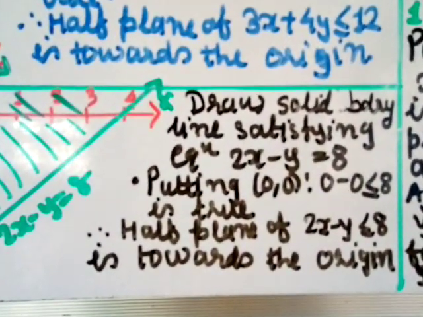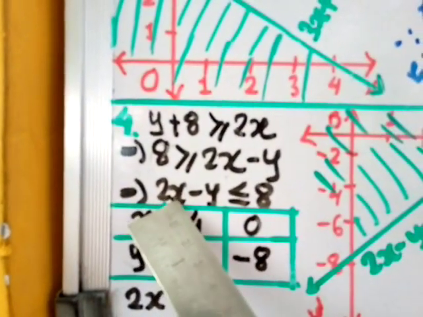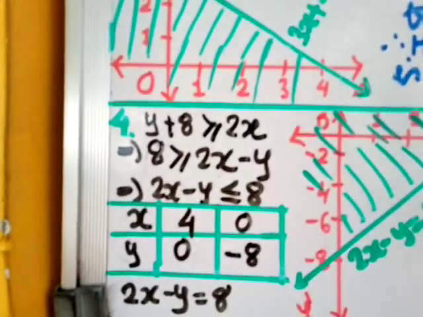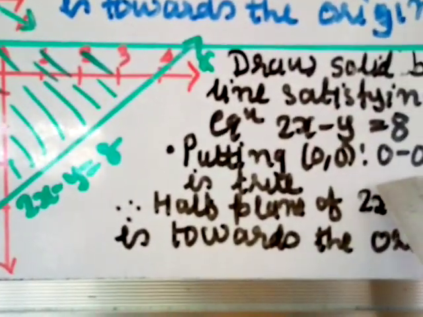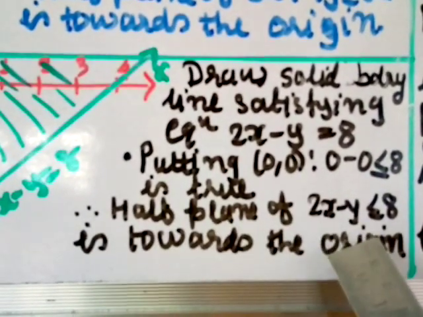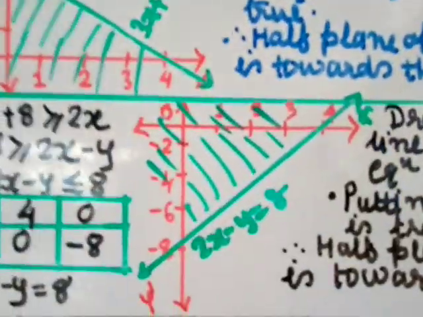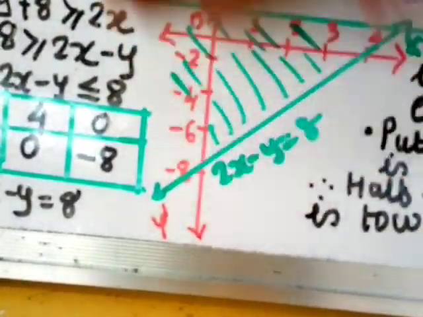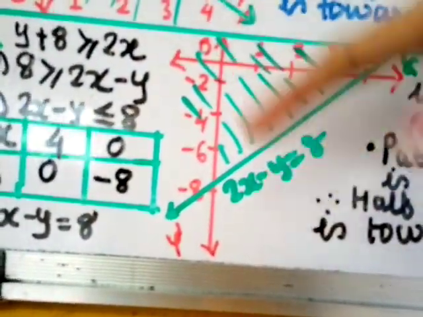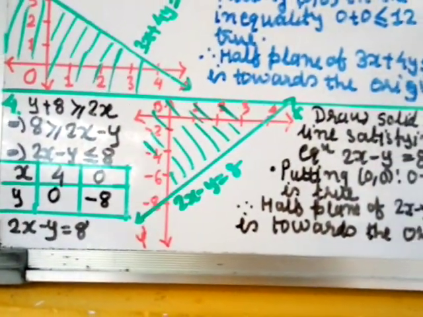Draw a solid boundary line satisfying the equation 2x minus y equal to 8. So we have drawn this line. Putting 0, 0 in this, 2 into 0 is 0, minus 0, so 0 less than or equal to 8. It is true, right? Therefore, the half plane of 2x minus y less than or equal to 8 is towards the origin. So it will be towards this side, because this is my line and it will be towards the origin. So this is the solution region for question number 4.